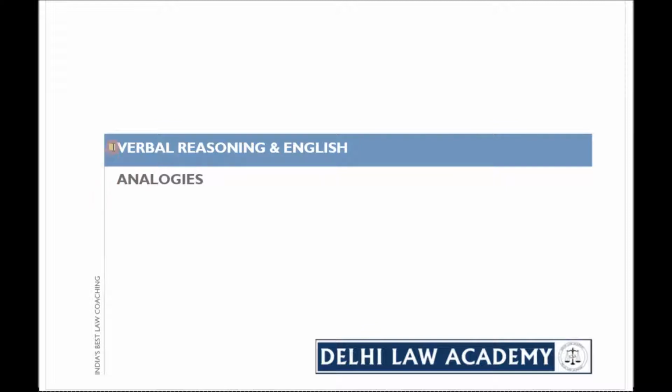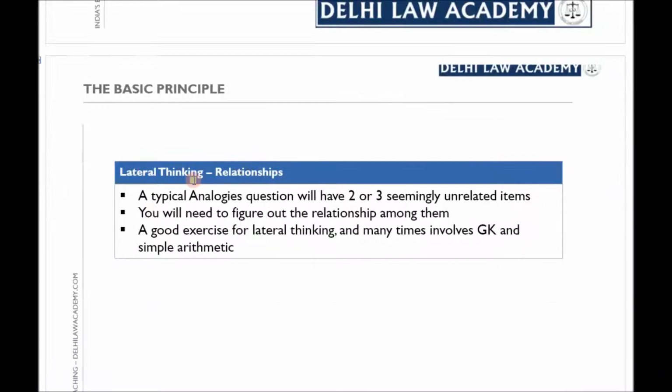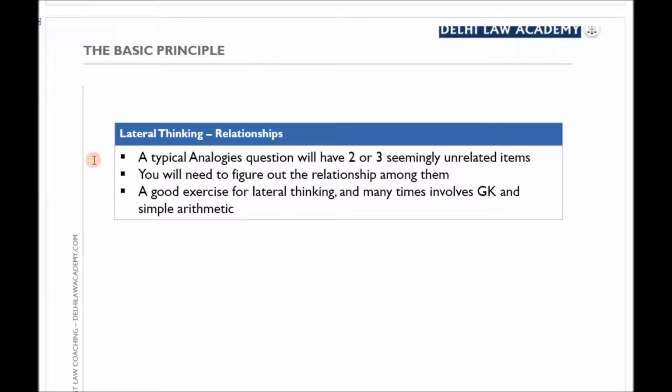Shows up very commonly in most logical reasoning and verbal reasoning tests. So the question is, what is an analogy? An analogy question typically gives you a set of two or three items which at first glance don't have a relationship among them. And the type of question that you will be asked is to find the relationship among them and then identify which of the choices obeys the same relationship. So that's all you need to do.